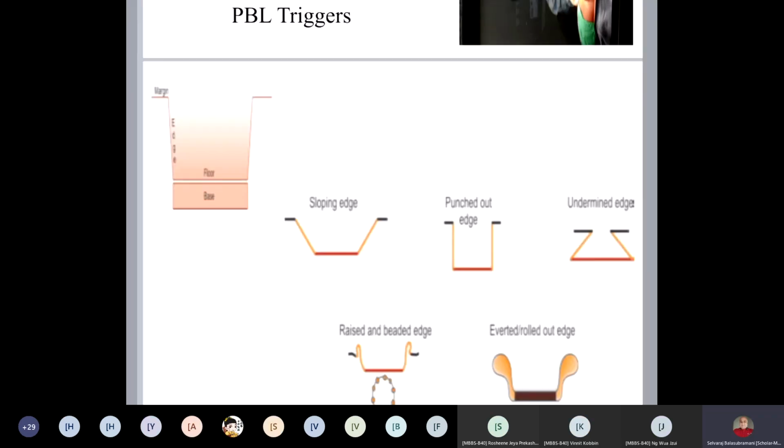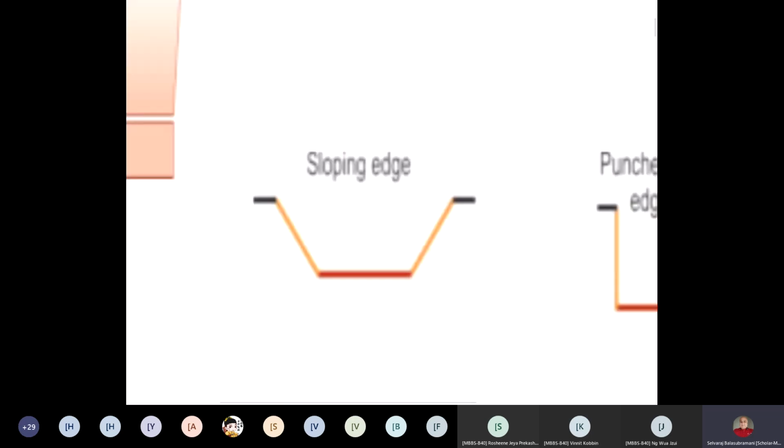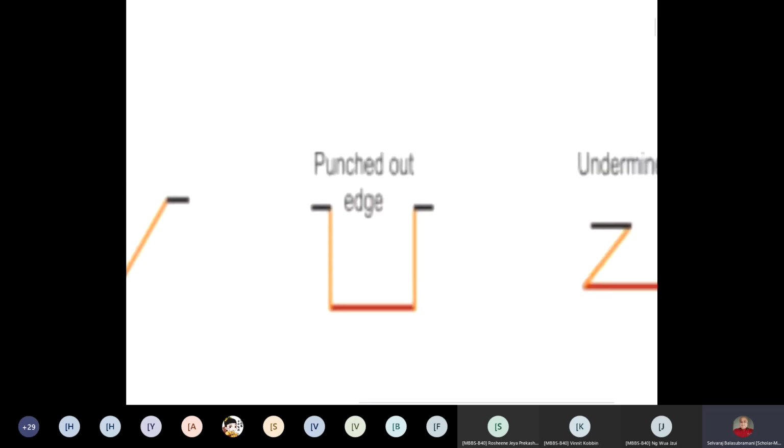Okay, there are 5 important edges. This is very important. One is the sloping edge. You can see this is the floor. The red color is the floor and the black color is the margin. And this orange color, which is connecting the margin and the floor, is the edge. If it is like this, this is called sloping edge. Sloping edge is common in a healing ulcer. Okay. Then come to the next one.